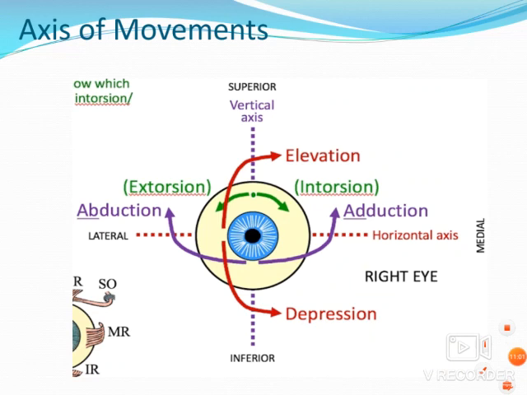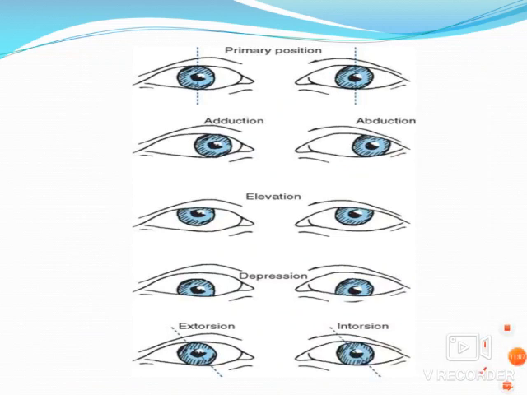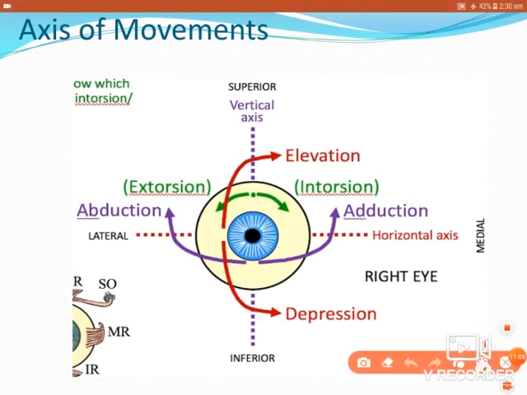Then here comes the axis of movements. Here you can see the axis of movements. So, the movements are here: adduction, abduction, elevation, depression, then there is the intorsion and the extorsion. Okay. So, we will use the pupil as the point of reference for these movements.